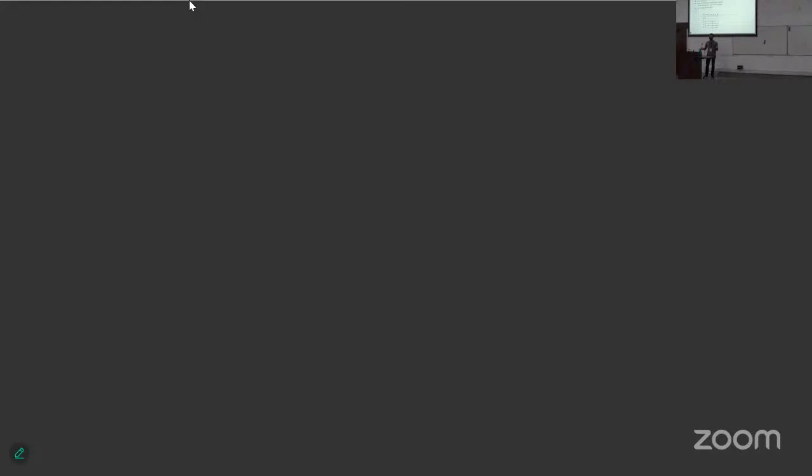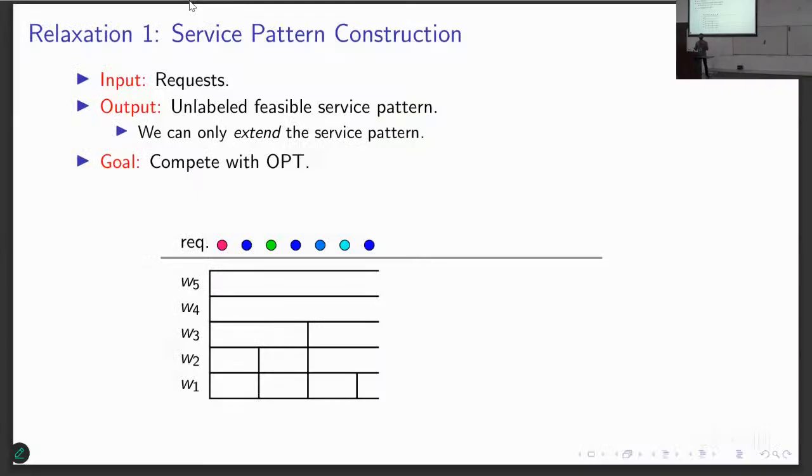And now the goal is, again, the same. You compete with the optimal offline cost.